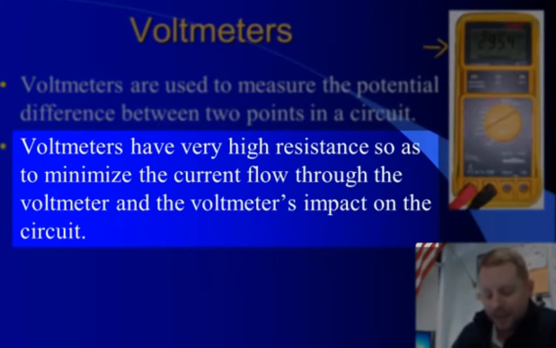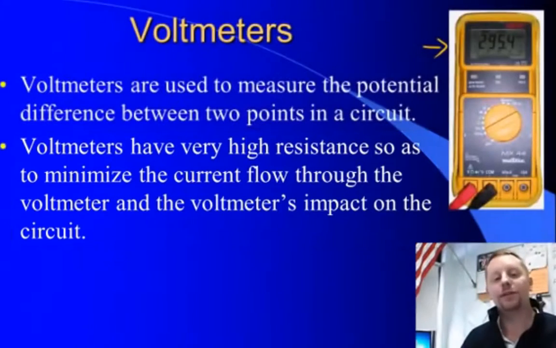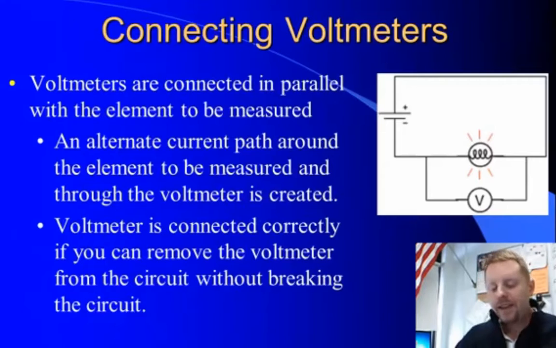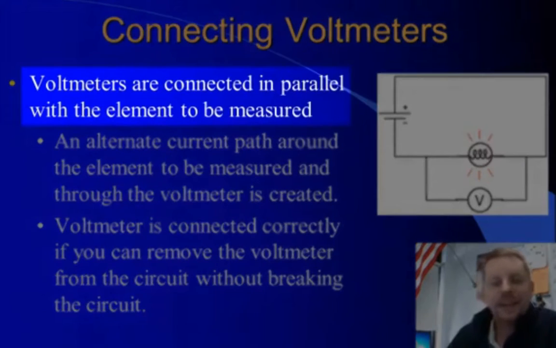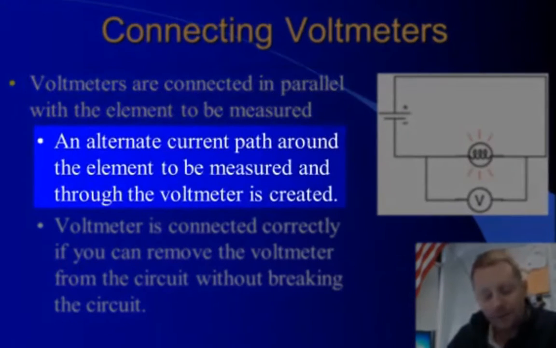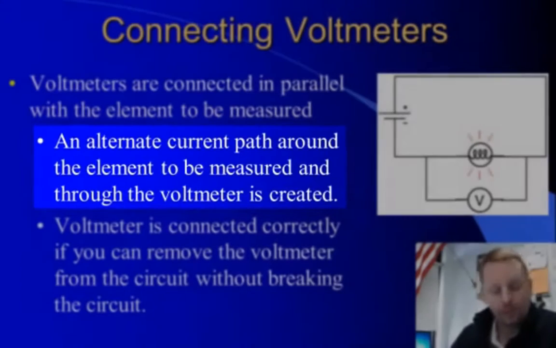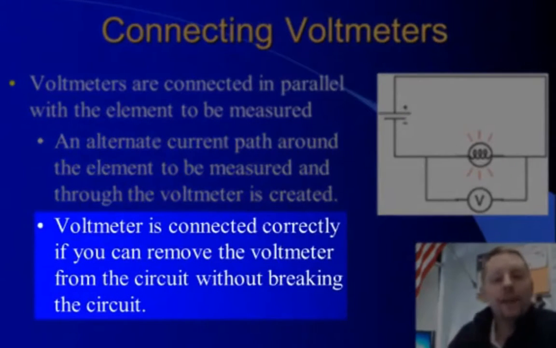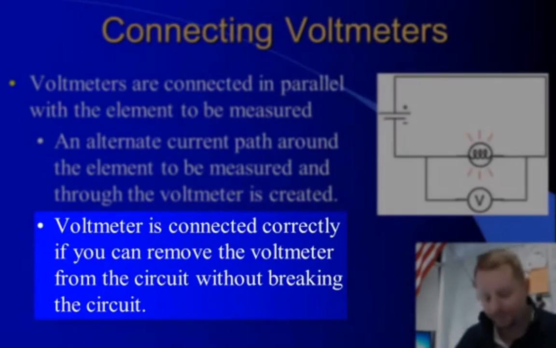on the circuit. They have very little current flow through the voltmeter, and therefore the circuit remains unchanged, or very close to unchanged. Now, when you connect a voltmeter in a circuit, the voltmeter has to be connected in parallel with the element to be measured. An alternate current path around the element that you're trying to measure should be created as it goes through the voltmeter. If you have it installed correctly, if you remove the voltmeter, the circuit would still function.